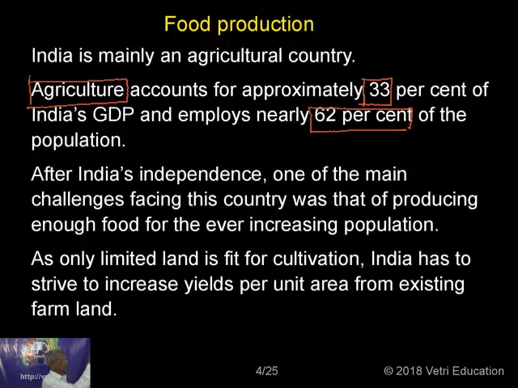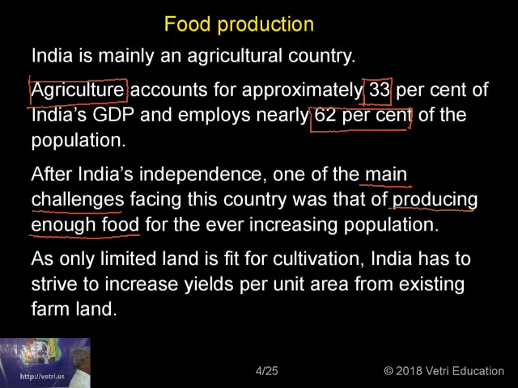After India's independence, this is the condition before independence. See, after independence, one of the main challenges facing this country was that of production of enough food for the ever increasing population. So after independence, the main challenge for our country is production of enough food. We don't have enough food for all the people who are living. So we have to produce more food so that every one of us gets nutritious, vitamin-rich and good food all the time. So our idea is to produce more food, and that food should also be good in quality. That's more important, because the quantitative increase in the food alone is not our aim. The maintenance of the quality of the food is also equally important.